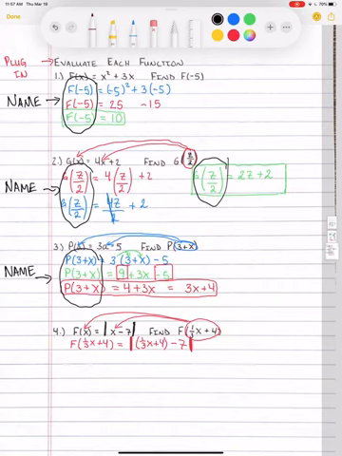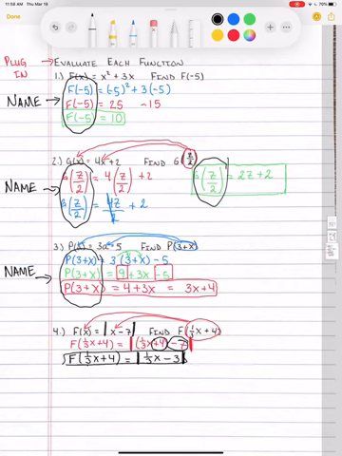Now it's our job to simplify as best we can. After I plug it in, I notice that I have a positive 4 and a negative 7. Those are like terms. So f of 1/3 x plus 4 equals the absolute value of 1/3 x, positive 4, negative 7 makes a negative 3. I close my absolute value symbol. That's as far as I'm going to get. Can't simplify any further.